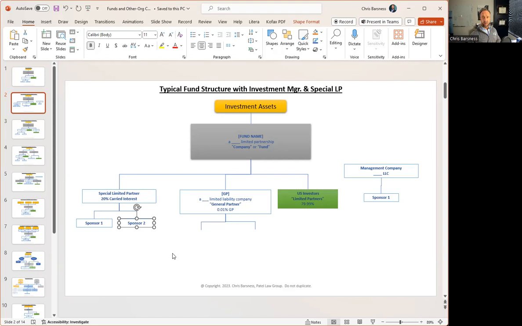So that's just a general overview of special limited partners. Sometimes it can have some tax planning strategies to it, or asset protection, or just general planning. Overall, it's not required in most cases, but sometimes it is just a good added feature to add in to your fund.